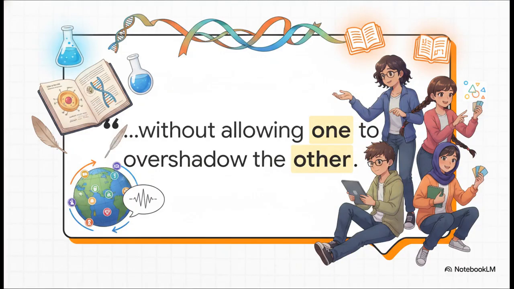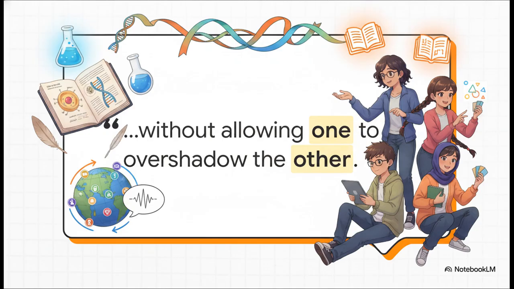Section 5, the assessment challenge, measuring the fusion. So think about it. If a student is learning biology in Spanish, how do you fairly grade them? It's a huge hurdle. A 2025 research paper from the American Journal of Education and Learning tackles this exact dilemma. And that quote really gets right to the heart of the matter. We have to measure students' achievements without allowing one to overshadow the other. That's the specific risk here.